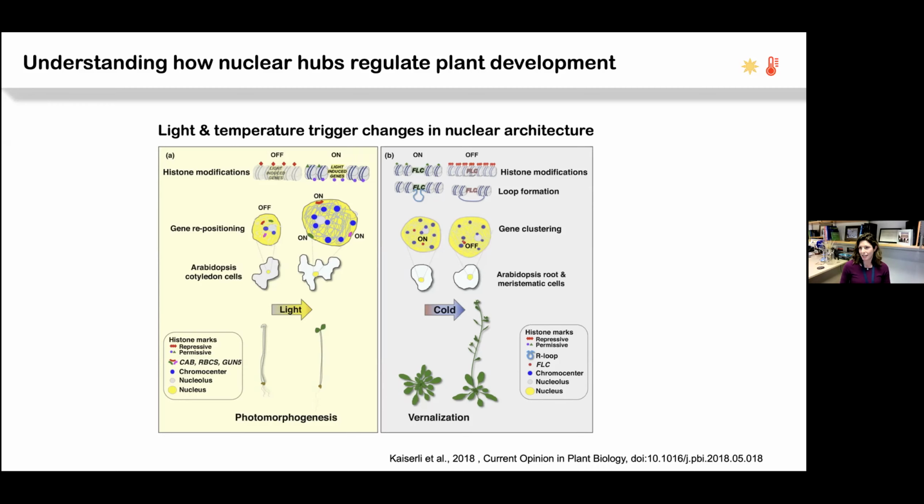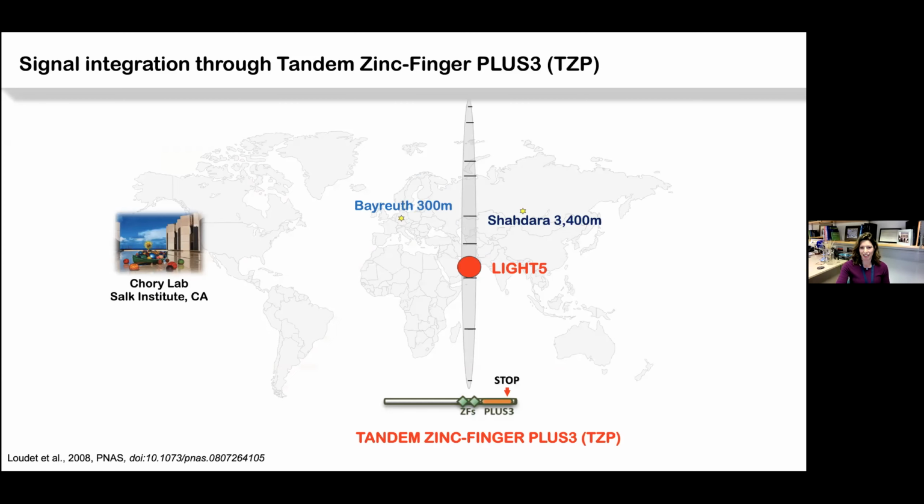And in this case, it's more related to repression of gene expression of genes, obviously, that are involved in flowering regulation. So obviously, there's a lot of signal integration that is occurring in the nucleus and also leads to changes in nuclear architecture that lead to morphological changes that are important for plant adaptation and development.